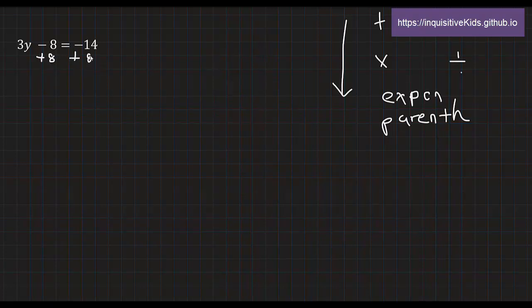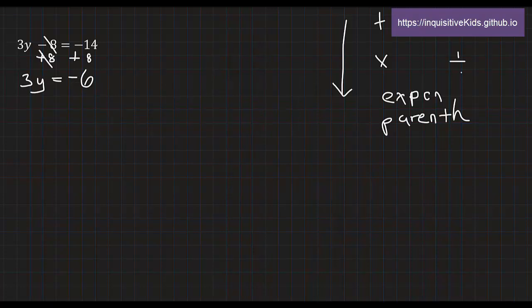So on the left side, we have 3y because the 8 and the negative 8 cancel out. And on the right side, we have negative 14 plus 8. Have a visualizer of a number line in your head. If you had negative 14 but you went up 8 more, we'll just have negative 6.